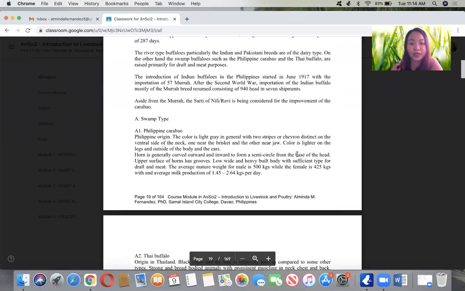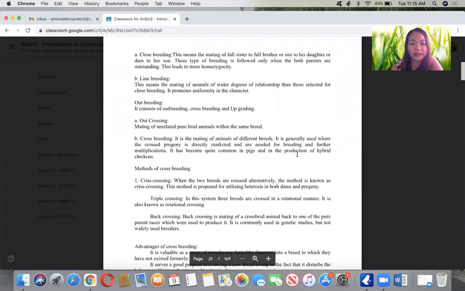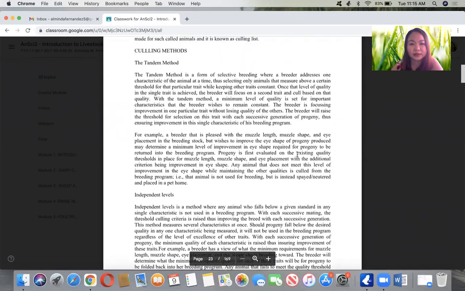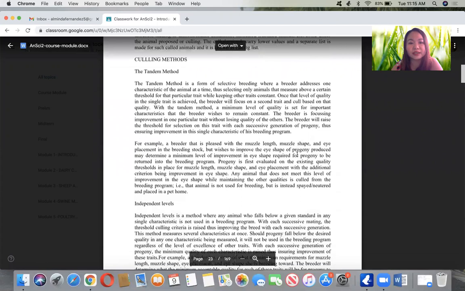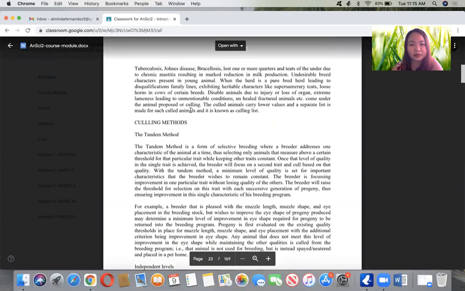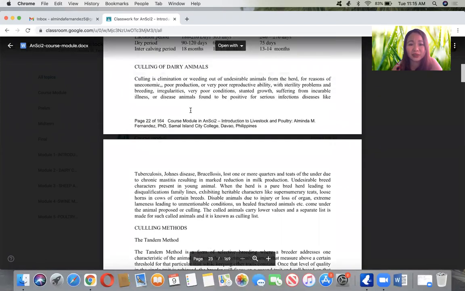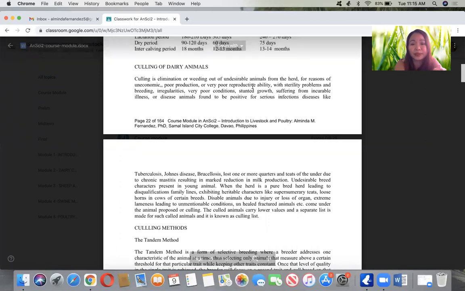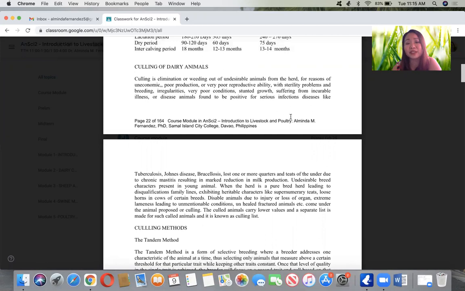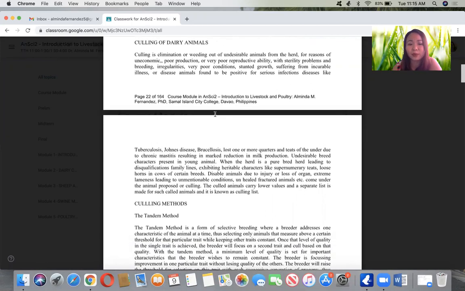So we are now on the culling methods. The first is the tandem method. Why do we cull? It is actually the elimination or weeding out of undesirable animals from the herd because of uneconomic reproduction, very poor productive ability, sterility problems, and very poor breeding irregularities. These are some of the reasons why we cull.